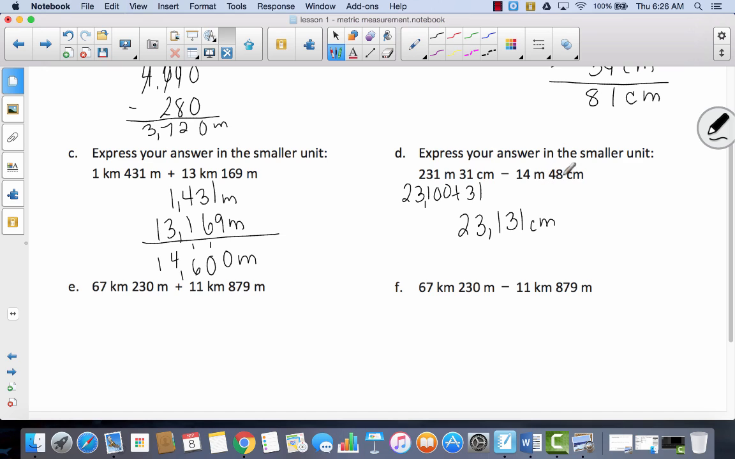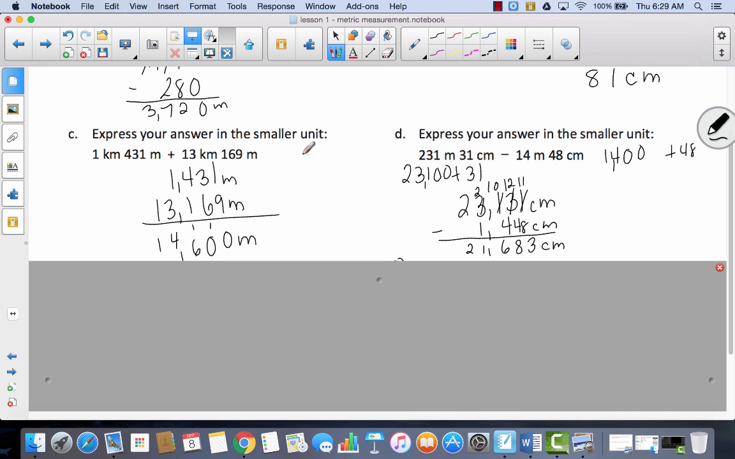14 meters is 1,400. Remember, 14 hundredths looks like this, plus 48. So I'm going to have 1,448 centimeters. And we have to find the difference. I want you to go ahead and find the difference by yourself. And if you feel up to it, go ahead and try to do E and F all by yourself, and then we'll come back and check. If you get stuck, you can always press play, and I'll help you.